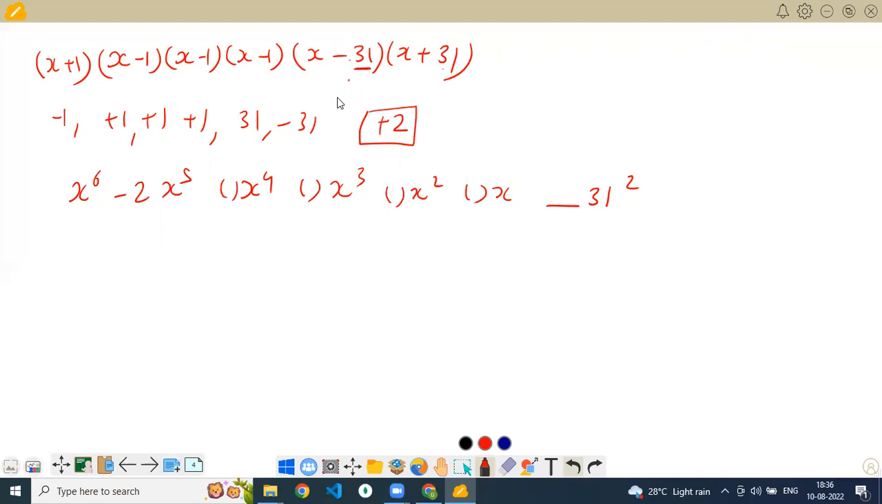How did you get x to the power 6 minus 2x to the power 5? Because you multiply x, you get x to the power 6. And this minus 2, I can write it because I already did the sum of the roots. And I know this term will be the negative of the sum of the roots. So minus 1 plus 1 plus 1 plus 1 plus 31 minus 31 gives you plus 2. I directly wrote this.